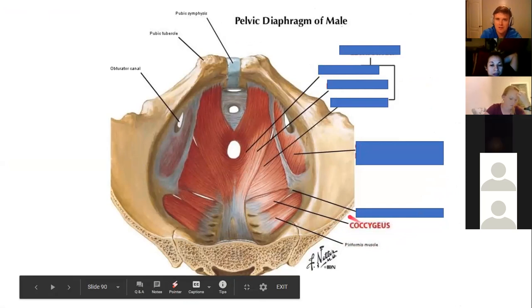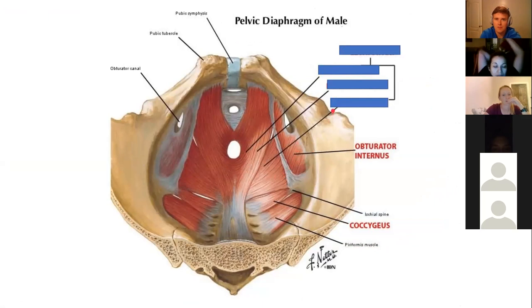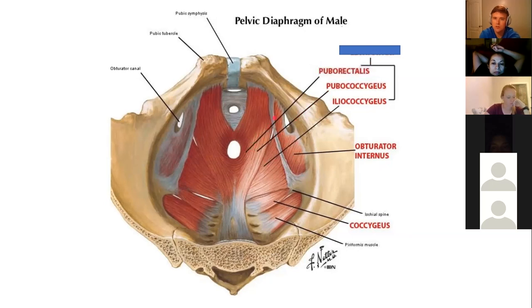Coccygeus. Yeah. Ischial spine. Obturator. Obturator no. Externus. Internus. Those are levator ani. That is the iliococcygeus because it goes from the ilium. And then you've got the pubococcygeus. And then the puborectalis. I think it's puborectalis. Okay. Levator ani.